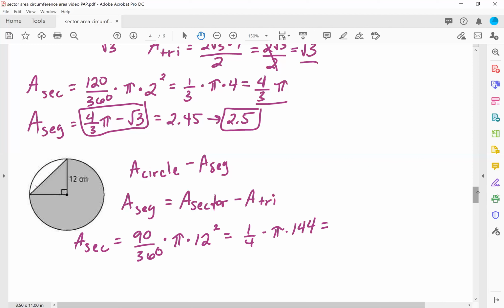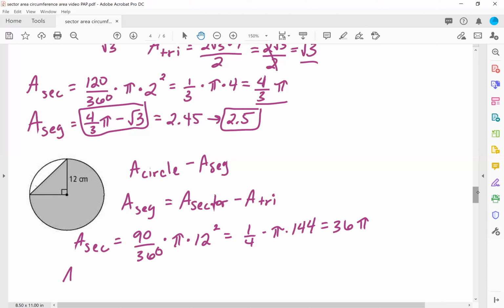Okay, and if you do 144 times 1/4, you get 36. So the sector is 36 pi. Okay, that's just me doing 144 times 1/4. So 36 pi, that's the sector.